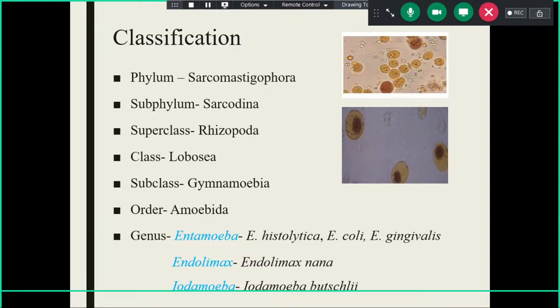Okay. Now coming to classification. It belongs to the phylum Sarcomastigophora, subphylum Sarcodina, superclass Rhizopoda, class Lobosea, subclass Gymnamoebia, order Amoebida. And coming to genus, there are basically three main types: Entamoeba, Endolimax, Iodamoeba.